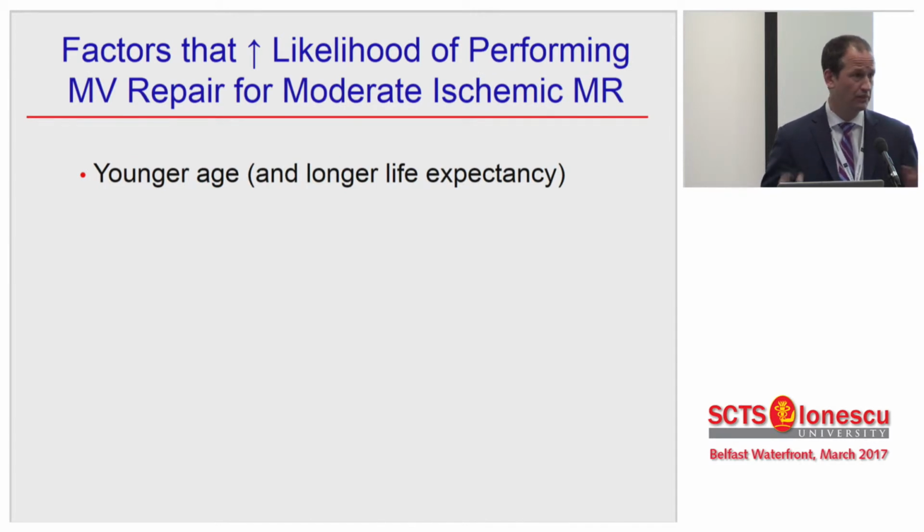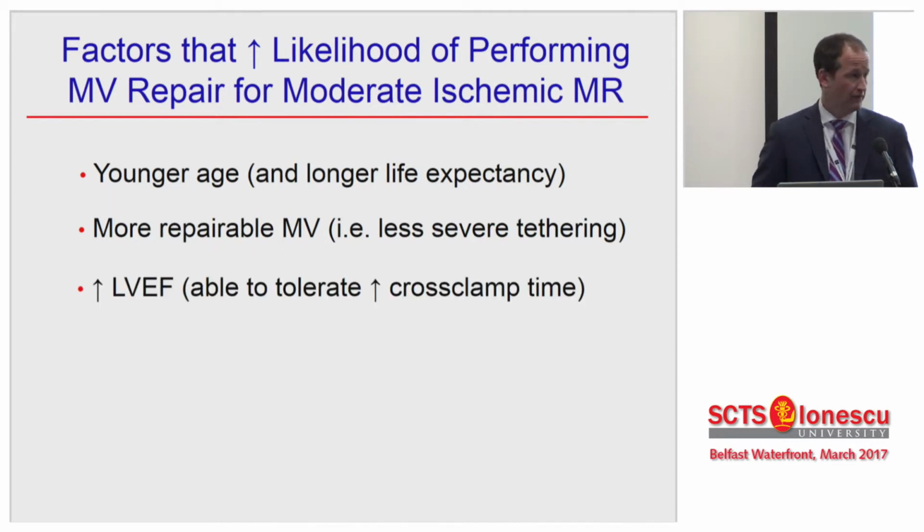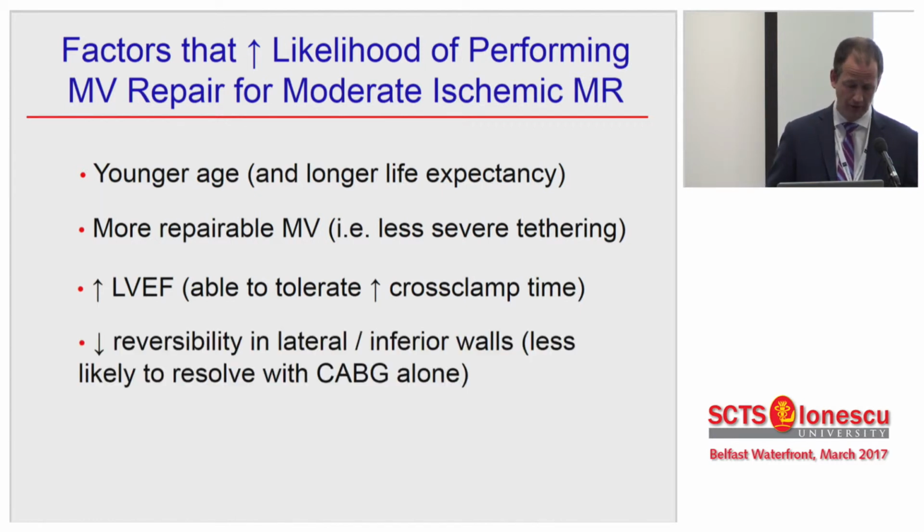Some things that I do like to consider, though, when I have a patient that has moderate MR and needs a bypass operation. These are the things that tip me more towards doing a concomitant mitral repair. That is, if they're younger and therefore have a longer life expectancy. If the mitral valve looks more repairable, that is, less severe tethering. I'll say some more about that in just a few minutes. If the LVEF is relatively preserved, so once the EF starts dropping below 25%, your likelihood of having a successful repair drops, and the likelihood of the patient being able to survive the increased 30 minutes of ischemic time also drops.